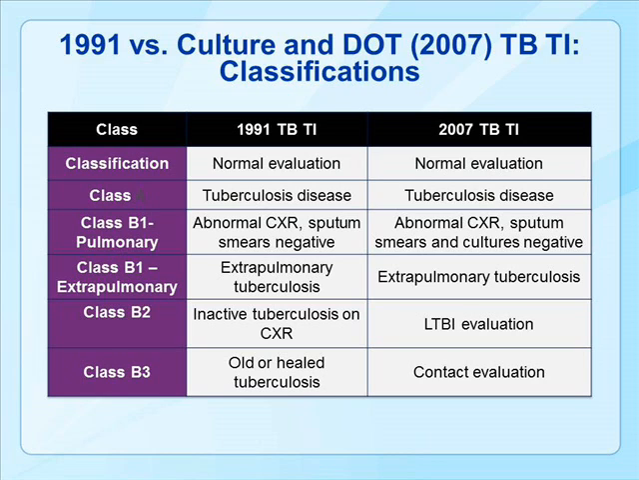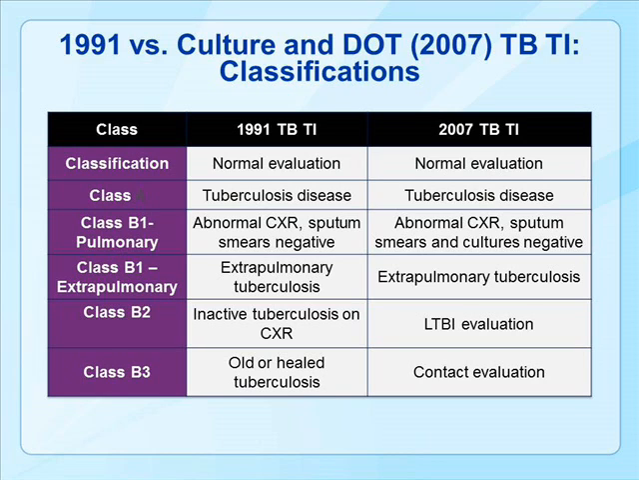Again, here the classes are similar. No classification if there's a normal evaluation. Class A if there's TB disease. Class B1 pulmonary essentially is the same, except that now cultures have been added if cultures are negative. Class B1 extrapulmonary remains the same. Class B2 now used to refer to inactive tuberculosis on chest X-ray, which of course we discussed is a bit of an anomaly since it's difficult to call tuberculosis inactive based on a chest X-ray alone.